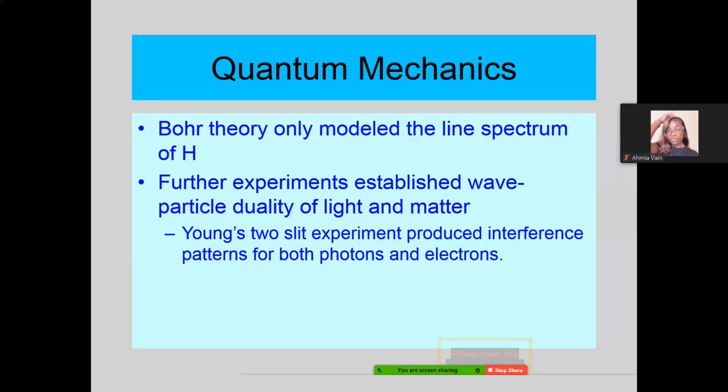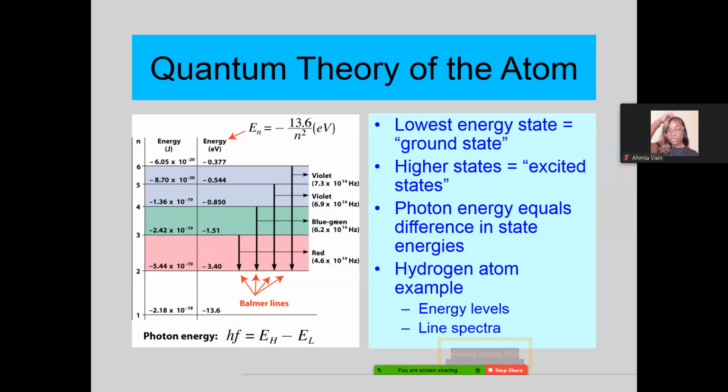Further experiments established a wave-particle duality of both light and matter. And there was a guy named Young, I can't think of his first name. This is over on page, oh, there was one other thing I meant to point out. So let me go back and mention this.